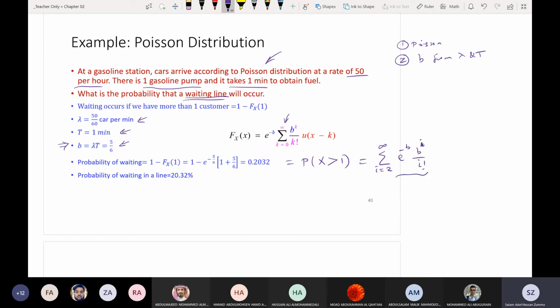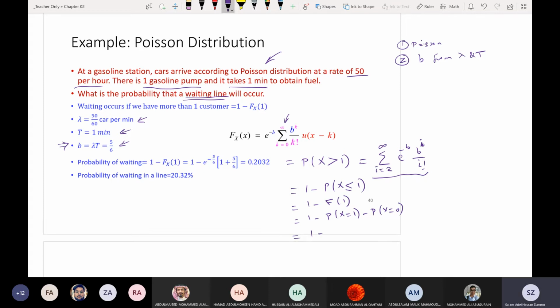However, this is extremely difficult to calculate because it goes up to infinity. I have an infinite summation. But I know that this is equal to 1 minus the probability that X is less than or equal to 1, right or not? Which is 1 minus F of 1. And that equals 1 minus the probability that X equals 1 minus the probability that X equals 0. I have only two things to calculate.